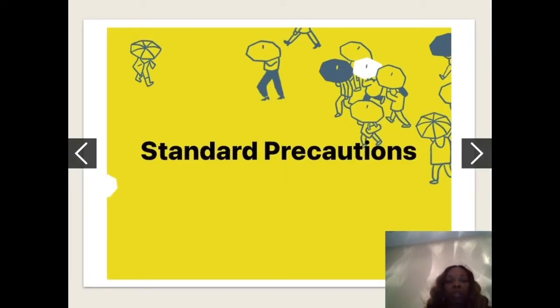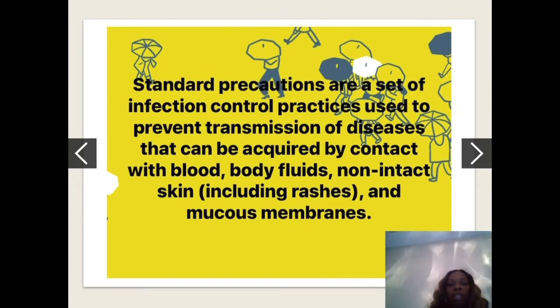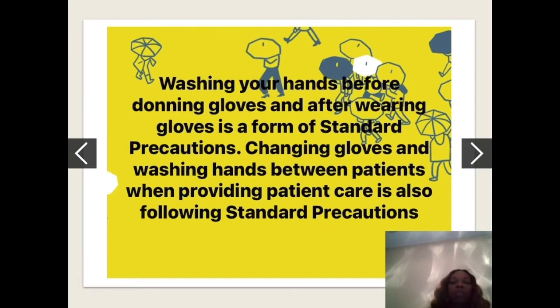Your standard precautions. Standard precautions are a set of infection control practices used to prevent transmission of diseases that can be acquired by contact with blood, body fluids, non-intact skin, including rashes, and mucous membranes. Washing your hands before donning gloves and after wearing gloves is a form of standard precautions. Changing gloves and washing hands between patients when providing care is also following standard precautions.